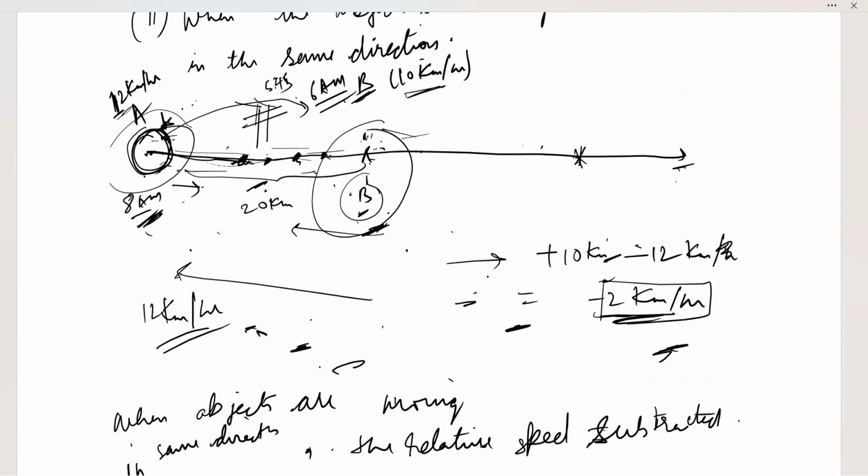ठीक है. अब इसमें further questions, what they can ask is how much distance did A travel, how much distance did B travel. That you can find out using the above example.